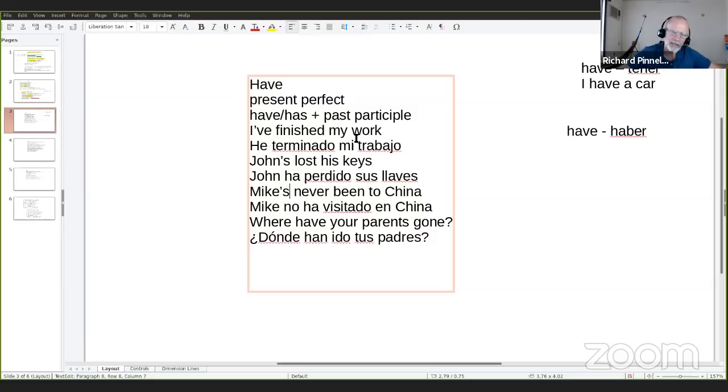Repeat, Israel. I've finished my work. Okay, let's go to the next one. What happened to Patricia? John's lost his keys. Good. Ricardo, the same one. John's lost his keys, Ricardo. Ricardo can't hear me, sorry. Raul. Okay, John's lost his keys. Good, let's go to the next one.